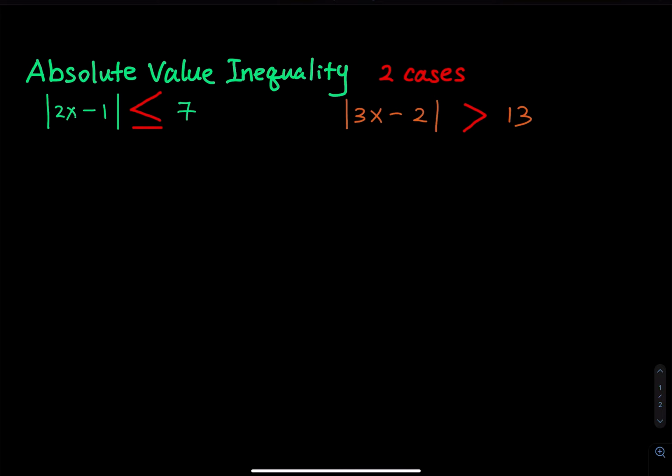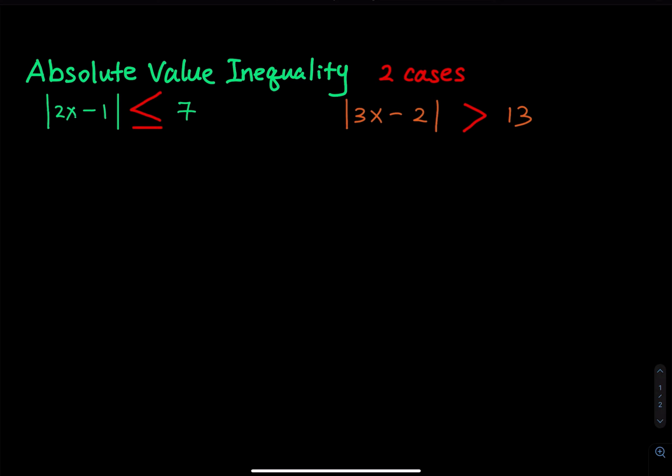Absolute value inequality has two cases. The first case is true for less than or equal to, or just less than. This is when the sharper end is facing the absolute value and the variable. The other case is when the mouth, the greater than, is facing the absolute value and the variable.